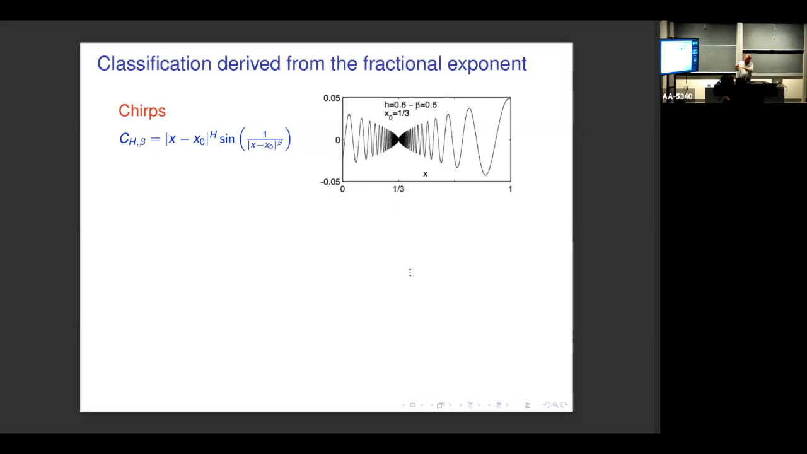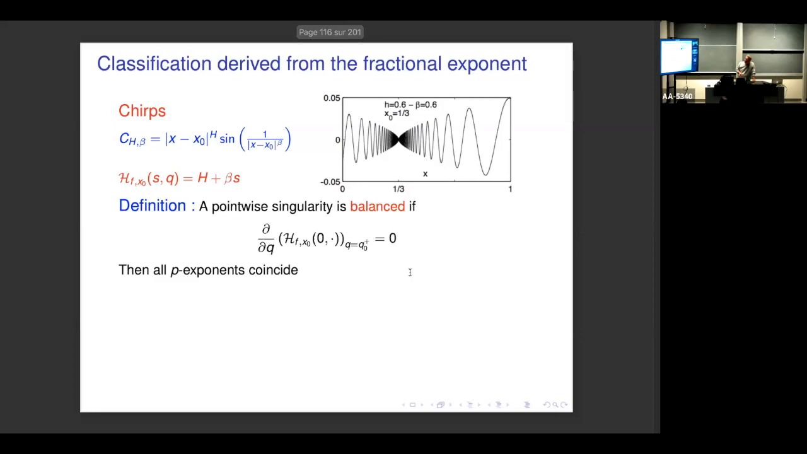to make differences between these three types of behaviors, which are characteristics of different phenomena. One is lacunarity, and one here is an oscillatory behavior.